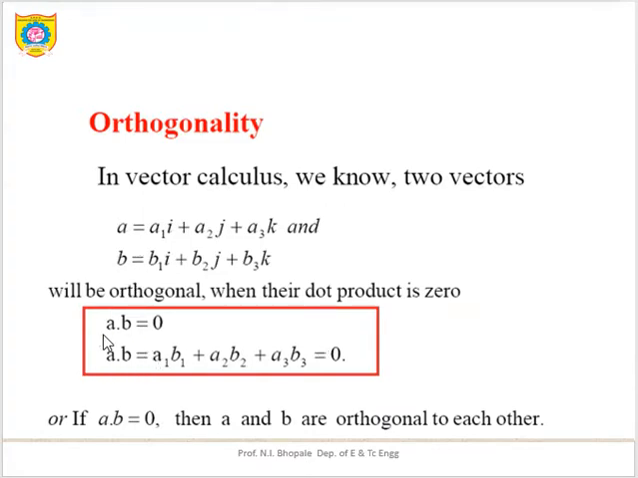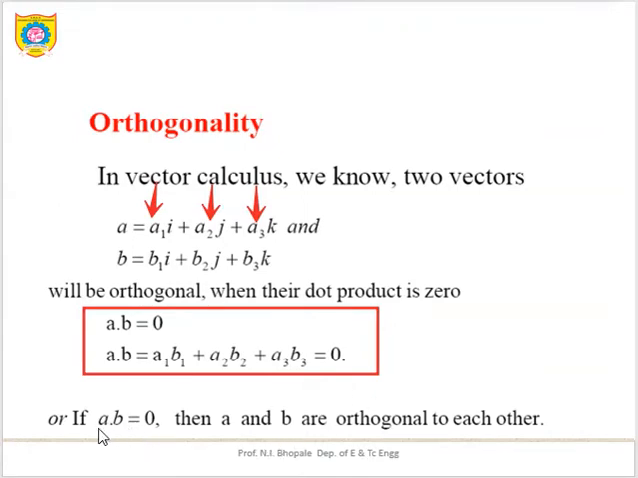When we multiply two vector quantities, or take the dot product of two vectors, it is coefficient to coefficient multiplication. So it will be a1 into b1, next a2 into b2, plus next a3 into b3. When the addition of all these multiplications results in 0, obviously that dot product is 0, and a as well as b will be orthogonal to each other.